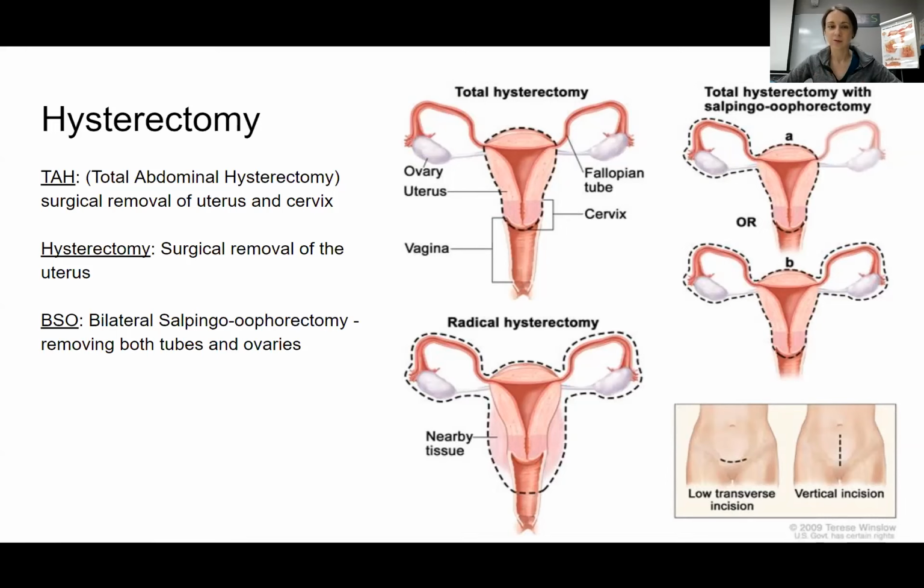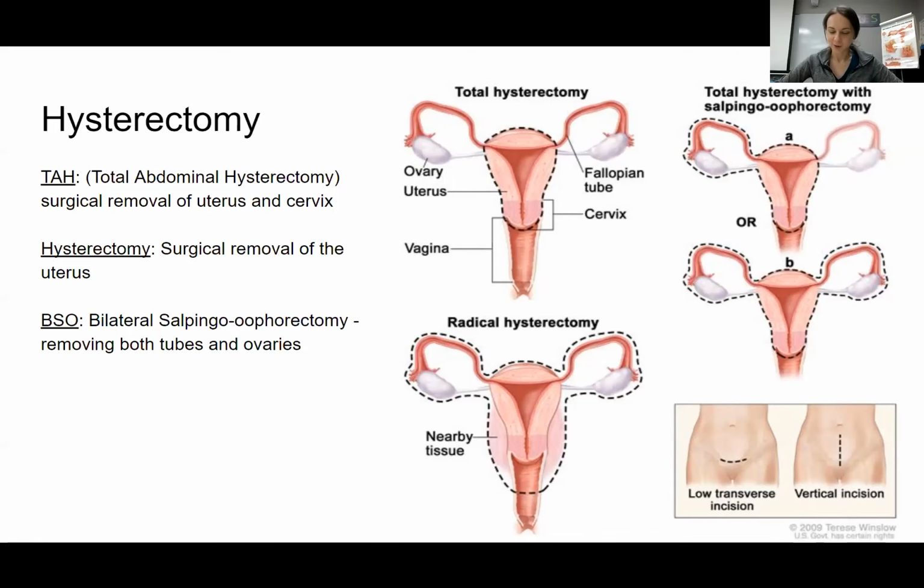You want to be able to pop an answer when a preceptor says, we're doing a total abdominal hysterectomy with BSO. What does BSO stand for? You should know that it's bilateral salpingo-oophorectomy. So you want to be able to answer these easy questions correctly because they will consider these easy questions. If it's not critical thinking, it's an easy question.